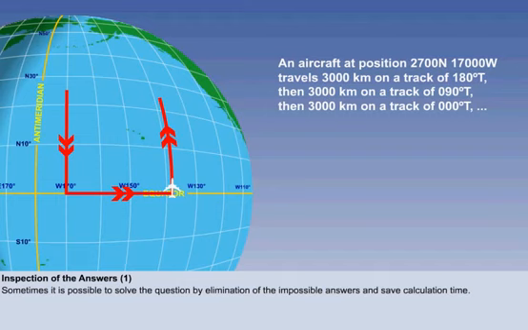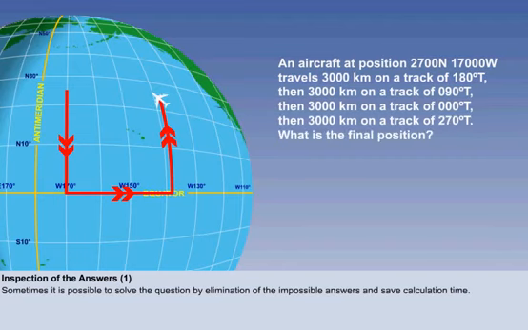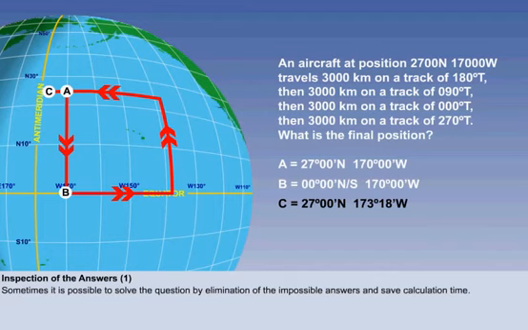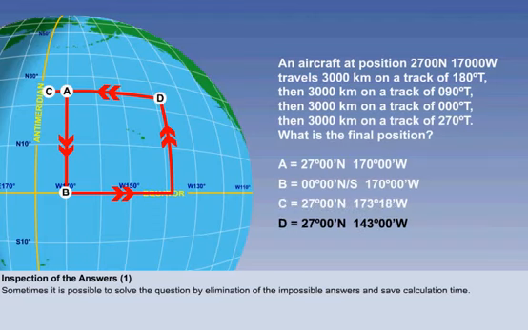Then 3,000 kilometers on a track of 000 true. Then 3,000 kilometers on a track of 270 true. What is the final position? The answer options are A. 27 north, 170 west. B. The equator at 170 west. C. 27 north, 173 degrees 18 minutes west. Or D. 27 north, 143 degrees west.